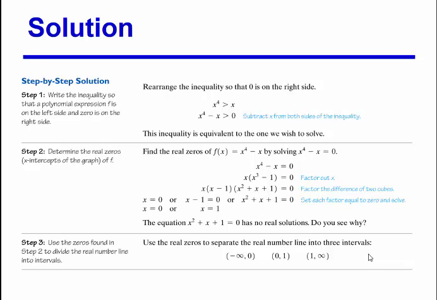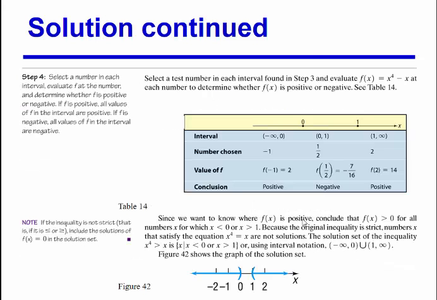And in step 3, we're going to use the zeros found in step 2 to divide the real number line into intervals. So we're going to divide the number line into negative infinity to 0, 0 to 1, and then 1 to positive infinity. And then at this step, we're going to choose a test point in each one of the intervals. For this interval the test point is -1, for this one we choose 1/2, and for this interval we're going to choose 2. And then we're going to find the value of the function for each test point that we chose. So the first one, we get 2, which is positive. The second one, between 0 and 1, we get a negative. And in the last interval, the test point 2, we get a positive.